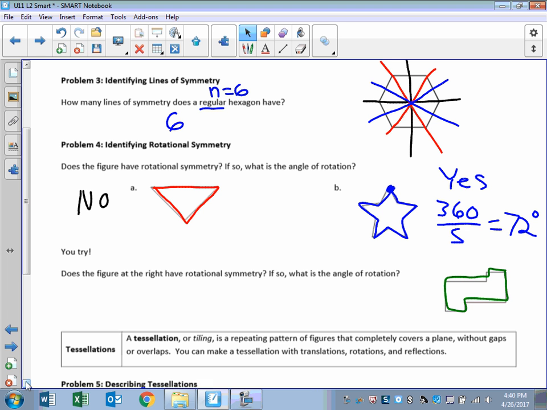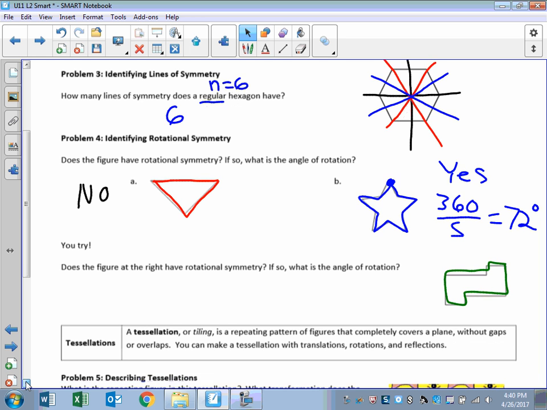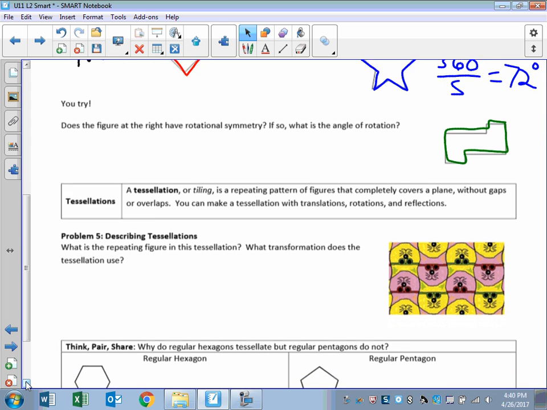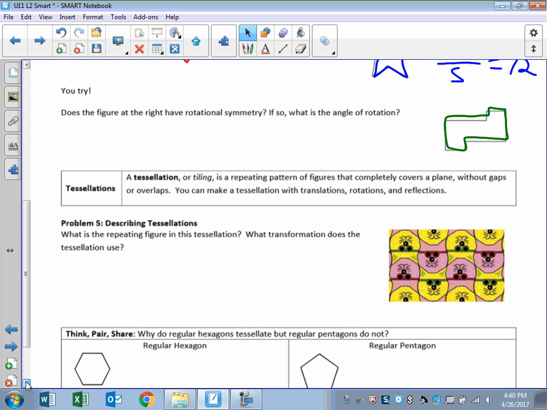Okay. I'm just going to go ahead and cover tessellations in this video because it's not really too much to it. Now, a tessellation is a repeating pattern that completely covers a plane without gaps or overlaps or negative space. Okay? So the shapes can't overlap and there can't be any gaps. You can make tessellations with translations, rotations, and reflections.